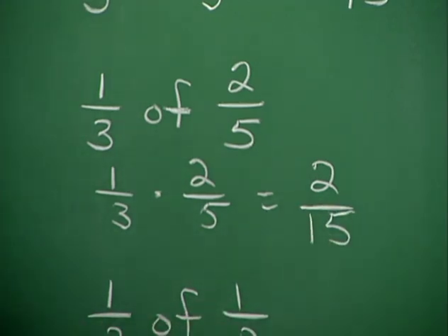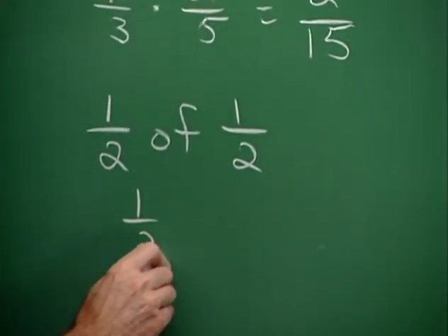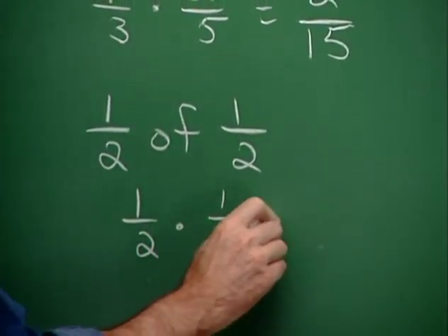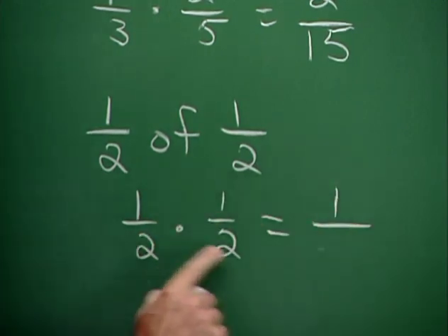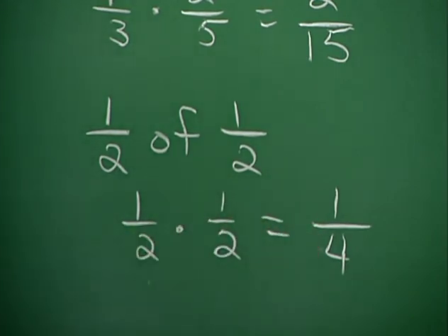1/2 of 1/2. Half of a half, you see, half of a half means 1/2 times 1/2. 1 times 1, 1. 2 times 2, 4. Half of a half is 1/4.